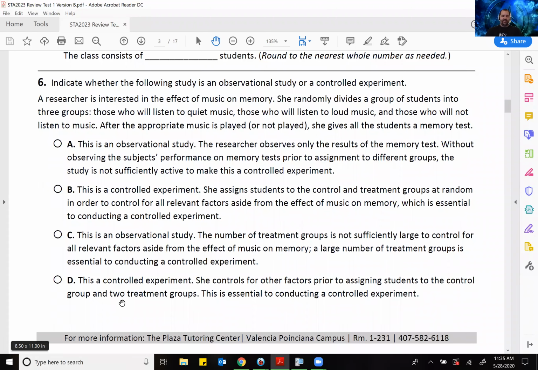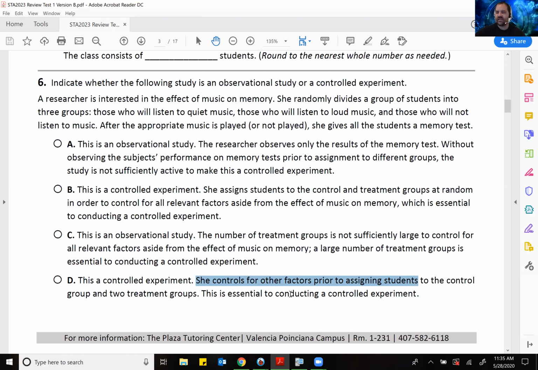So which one do you think it is, B or D? B. Definitely B. Because the big thing down here, it says she controlled for other factors prior to assigning. We didn't read anything about anything happening prior to this experiment. So that's the big key where I knew it wasn't D. Make sense? Yes. All right.